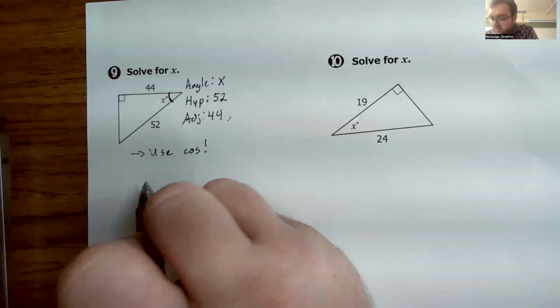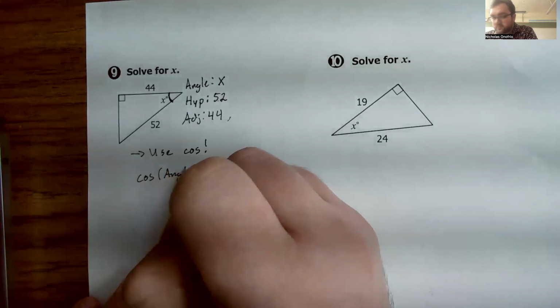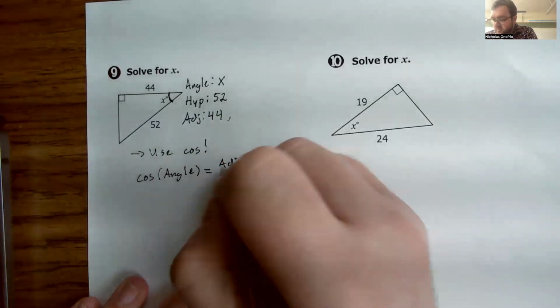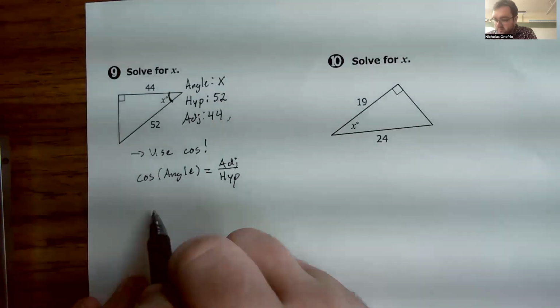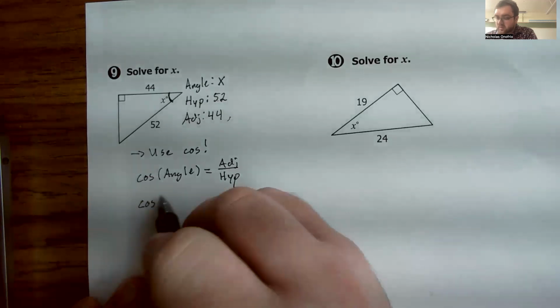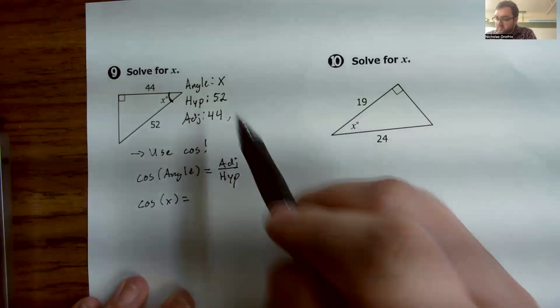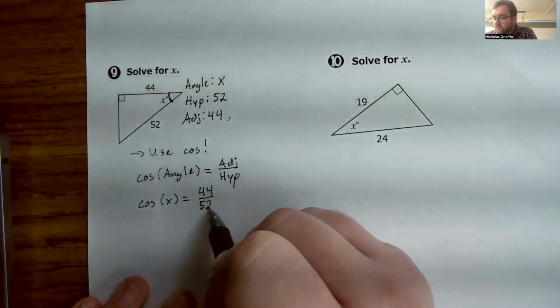Let's set up our equation. Cosine of our angle equals adjacent over hypotenuse. Plugging in our blanks, cosine of x equals, adjacent is 44, hypotenuse is 52.